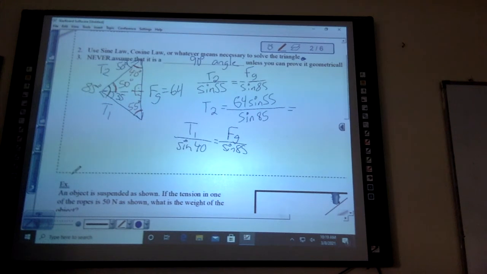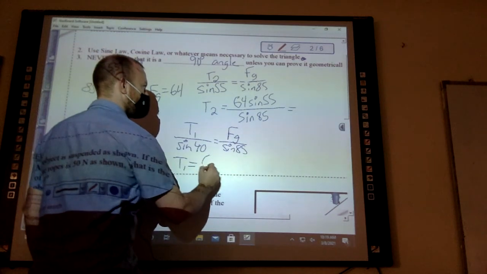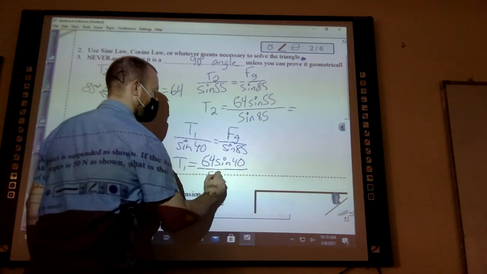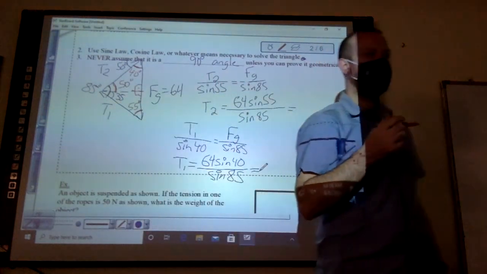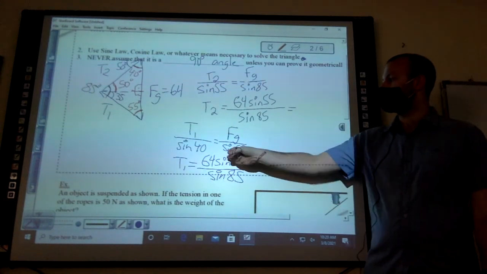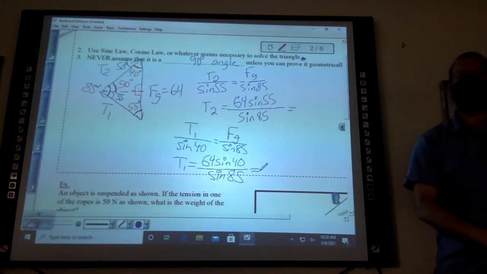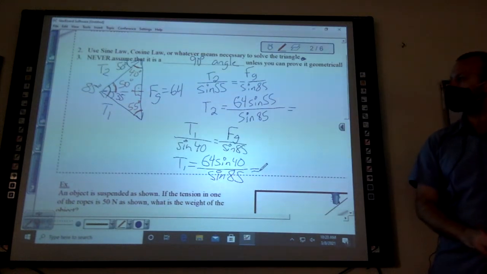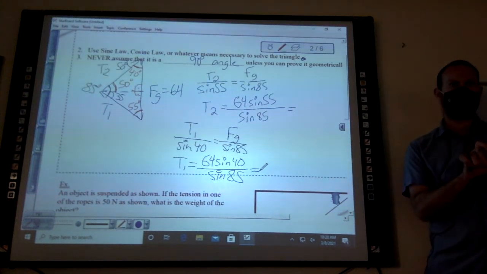By now you should know where to go with that. Times by sine 40, bring it up here. So T1 equals FG, which is 64 sine 40 over sine 85. Yeah, it doesn't matter what order if you do times first or divide first, doesn't matter. So in this, make sure your calculator is in degree mode. This will cause many an error if you do not do that. But from this, you should be able to do that. No problem.